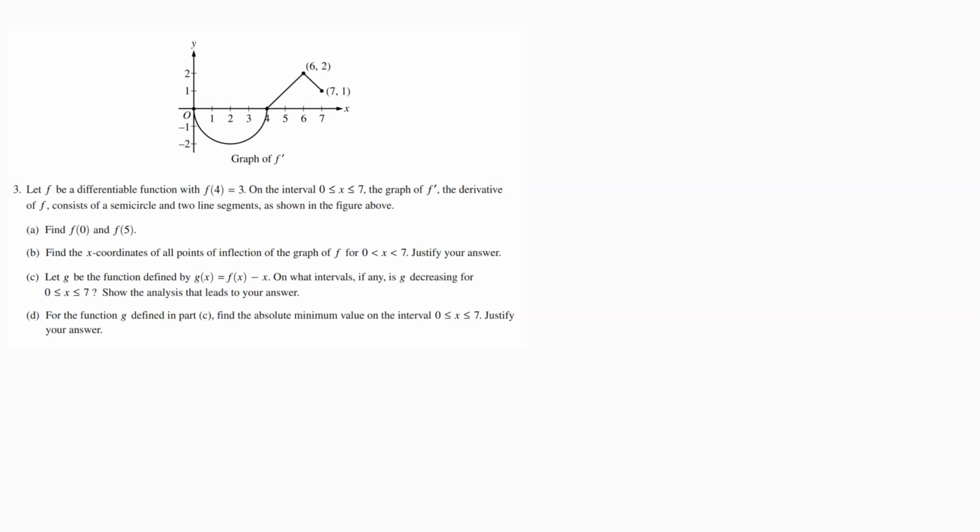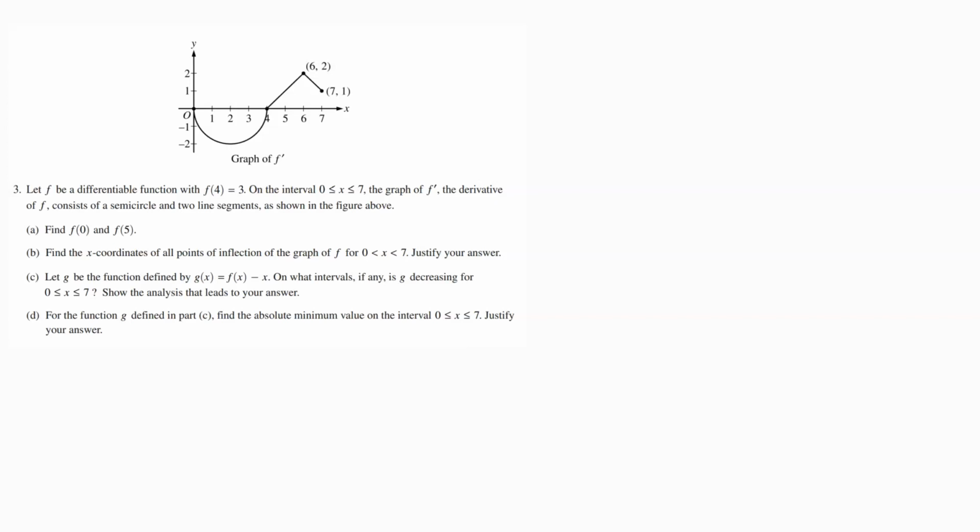Here we're looking at question 3 from the 2022 AP Calculus AB section. This is actually from the calculator not allowed section, but they continue the same numbering. So this is the first question on the calculator not allowed section, but question 3 overall in the free response section. So let's take a look at what we've got here.